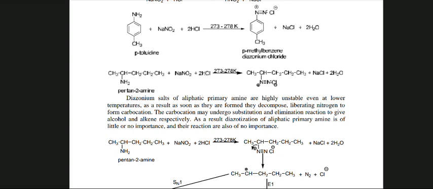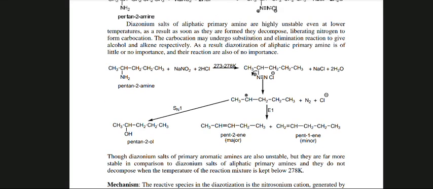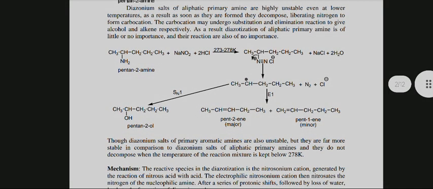Pentan-2-amine plus NaNO2 plus 2HCl at 273 to 278 Kelvin gives CH3CH-N triple bond N-Cl CH2CH2CH3 plus NaCl plus 2H2O, which further gives, after the breakdown of the bonds, CH3CH+ CH2CH2CH3 plus N2 plus Cl-. After elimination reaction it will give pent-2-ene as a major product and pent-1-ene as minor product, and when it goes through SN1 reaction it will give pentan-2-ol.